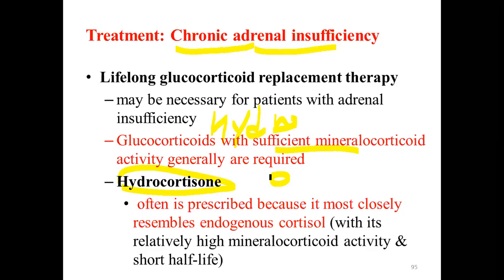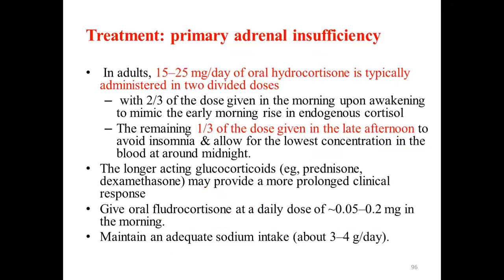So when a patient is supposed to take steroids and has maybe heart failure, a long-acting steroid like dexamethasone might be preferred if available, because the probability of causing water and fluid retention is very minimal. So you need to identify the potency of different glucocorticoids in terms of causing fluid retention. Hydrocortisone most resembles endogenous cortisol because of its high mineralocorticoid activity and short half-life, so it most likely mimics the endogenous cortisol.